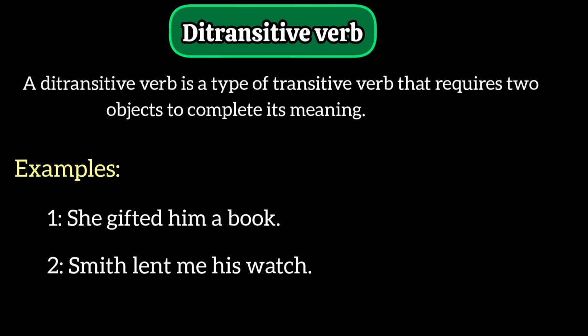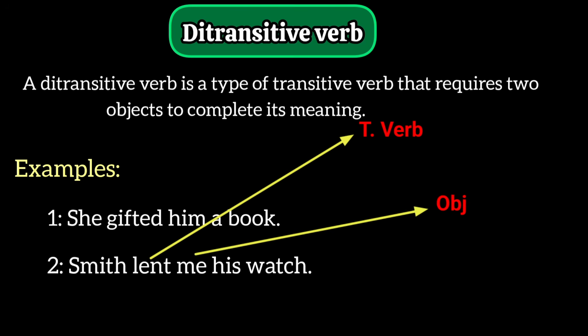Smith lent me his watch. Look at this example. The ditransitive verb is lent, which has two objects. The one is the pronoun me, and the other object is his watch. If we don't mention one object, this sentences won't give us complete meaning. Like Smith lent me, you can see we cannot get the main idea that what he lent me, but when we mention the other one, then we get the full meaning of it. So this is called ditransitive verb.